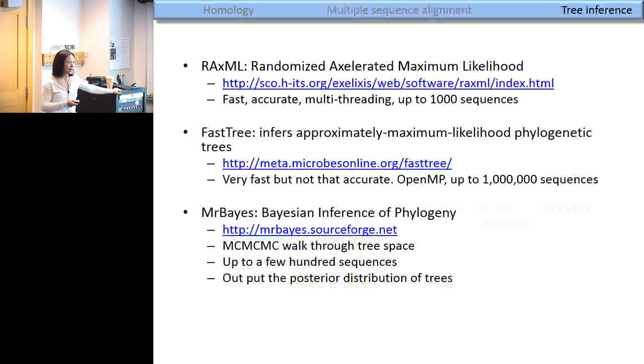So I actually spent most of my time talking about homology inference and sequence alignment. The reason is that the tree inference step is actually the easier and more mature step. The two previous steps are more problematic in a lot of the literature. People misuse them quite a bit.